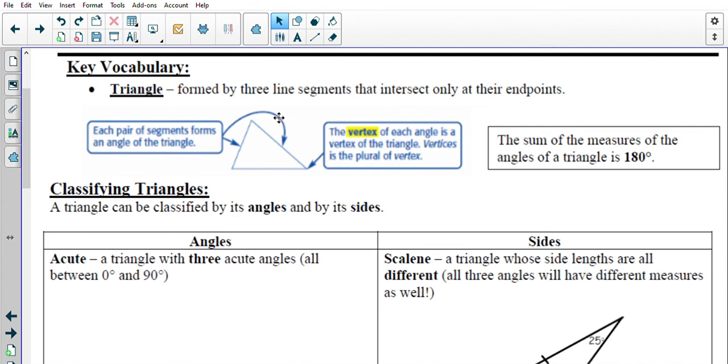Something that's going to be really important moving forward in this lesson is that the sum of the measures of the angles of a triangle is 180 degrees. That's a really important characteristic that we're going to need throughout the rest of this lesson.